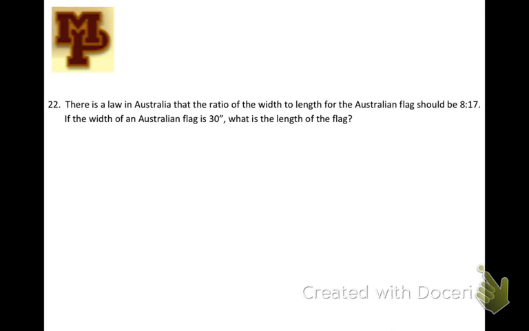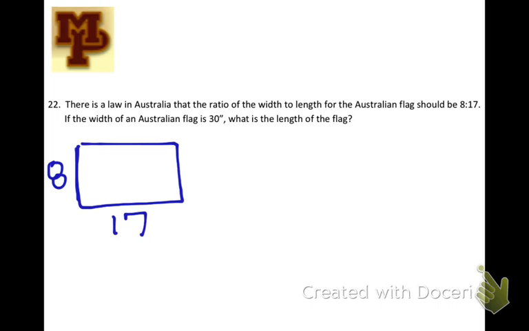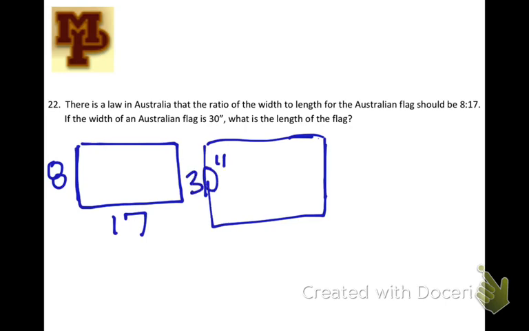Alright, so we have a flag, the Australian flag. It's supposed to be 8 by 17, so it tells you those dimensions. So 8, of course, would be the width, and 17 would be the ratio of the length. So 8 to 17 is the ratio. So then if the flag has a width of 30, then this would be 30 inches, and then we could figure out the length. So we'd be like, okay, what's the length?